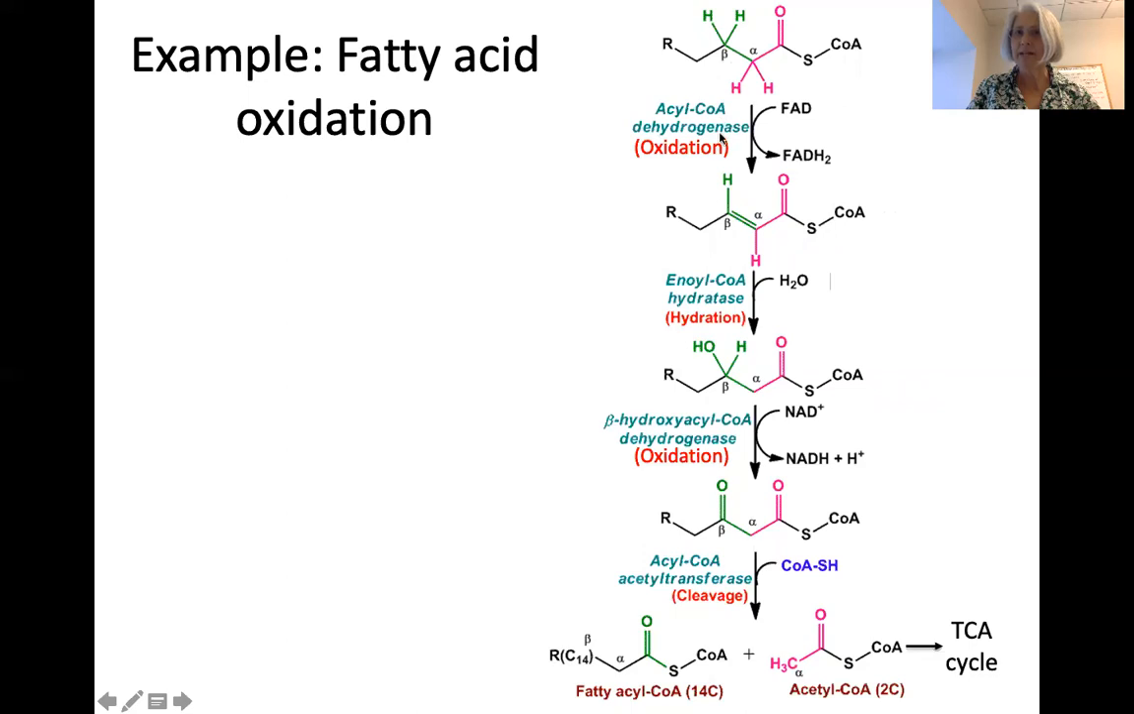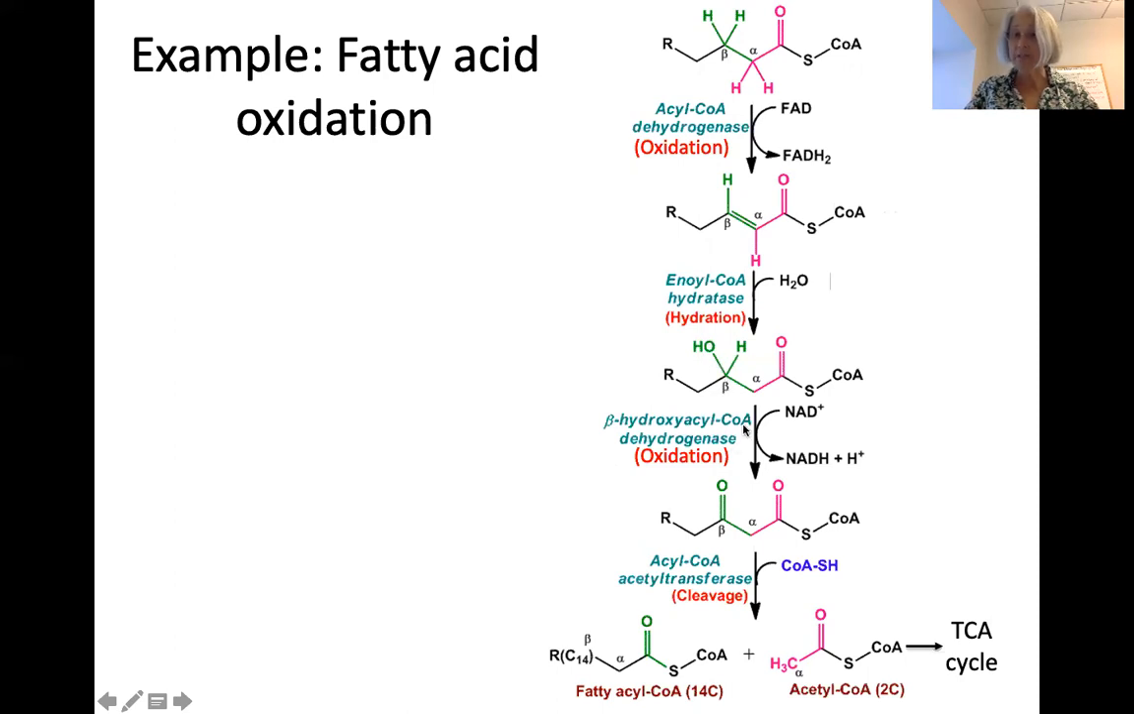So the first step is catalyzed by acyl-CoA dehydrogenase. This is actually a family of different dehydrogenases for different length chains of fatty acids. This is a dehydrogenase that uses FAD cofactor. So as the fatty acid is getting oxidized, we see that by the double bond and the loss of a hydrogen, the FAD is getting reduced. The second step, water gets added, and that actually provides the oxygen atom that's now on the beta carbon.